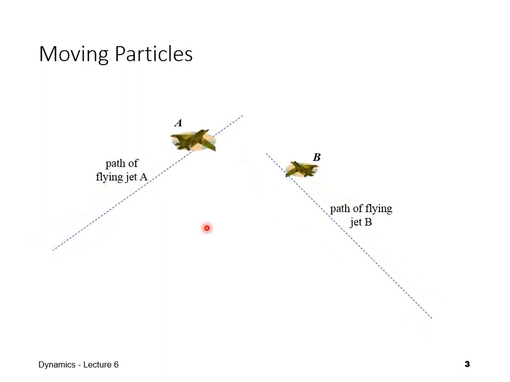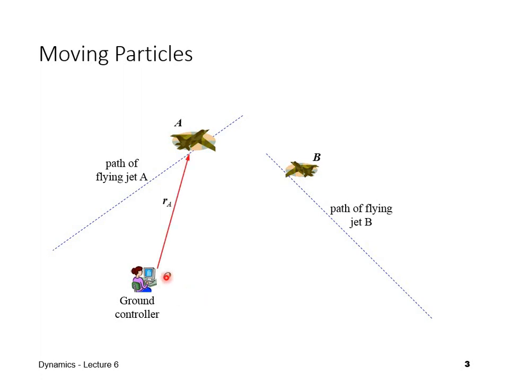So the jets are flying until point A and point B. There is a ground controller over here on the ground at position O, we name it O, measuring or monitoring the position of plane A and plane B in order to avoid the collision.